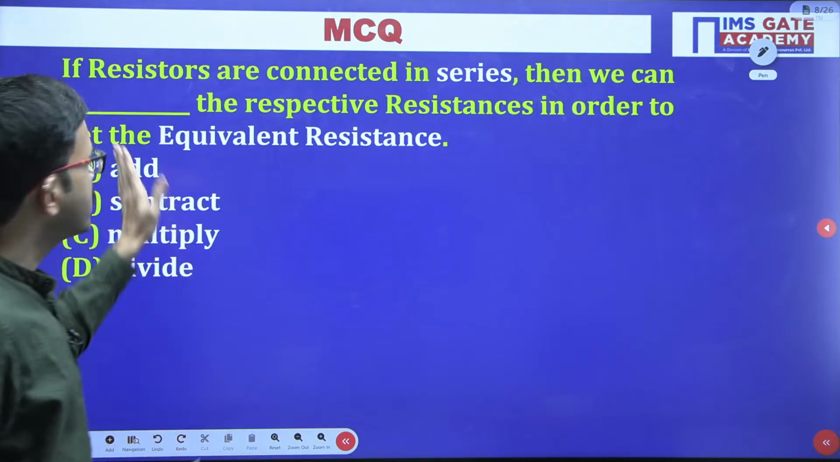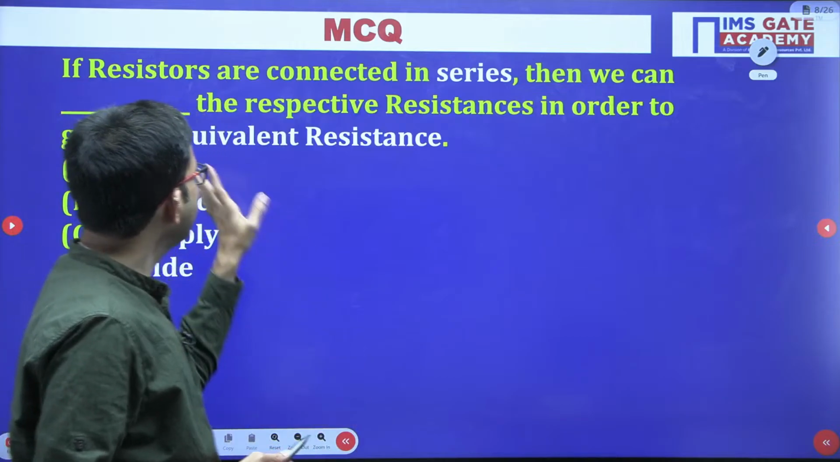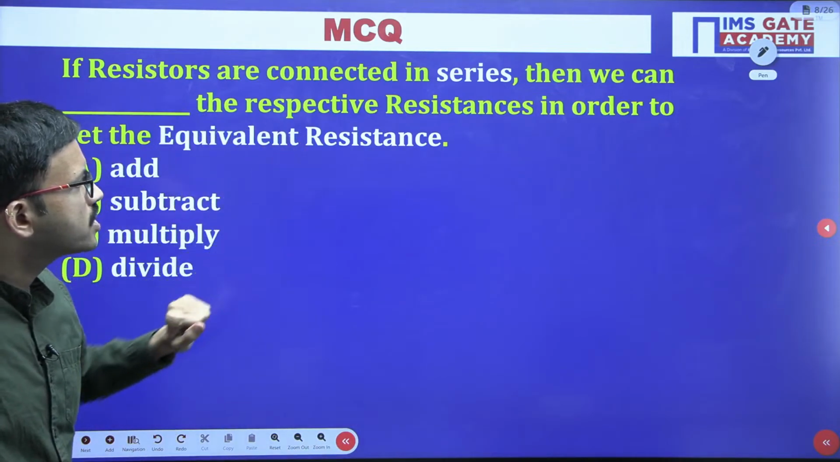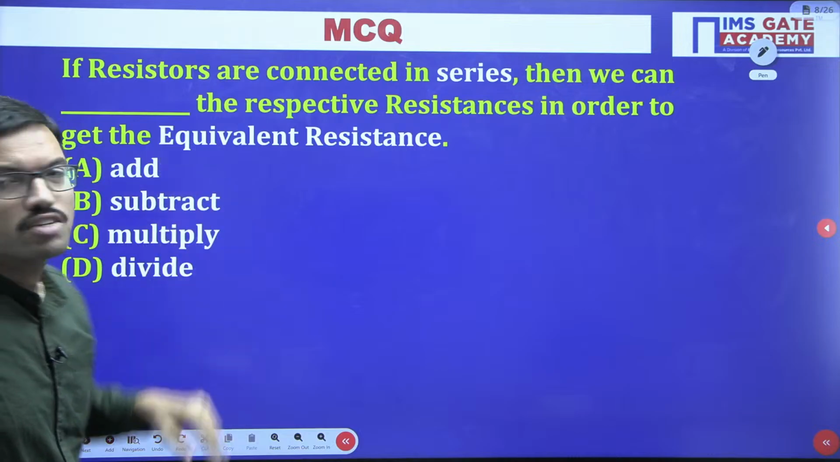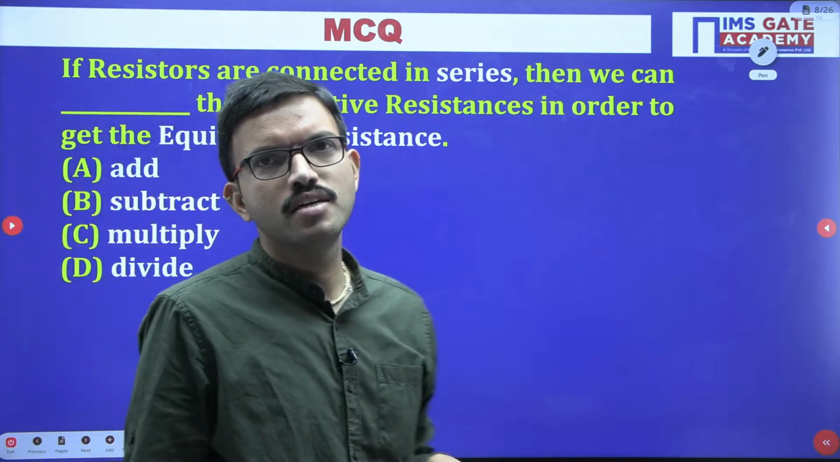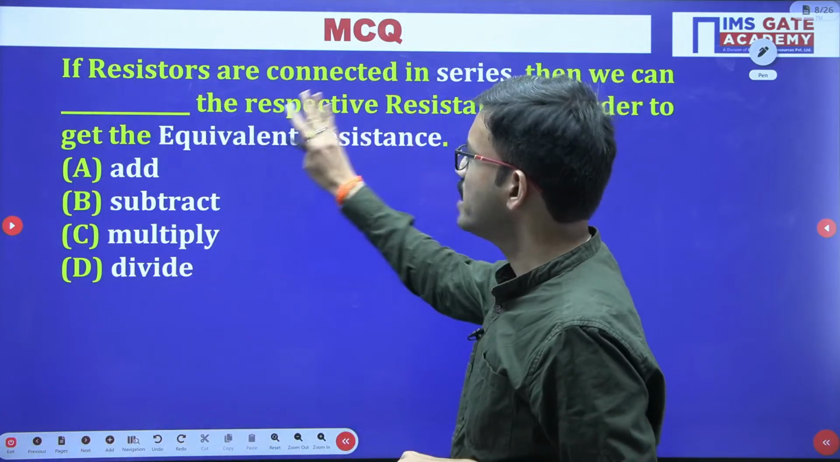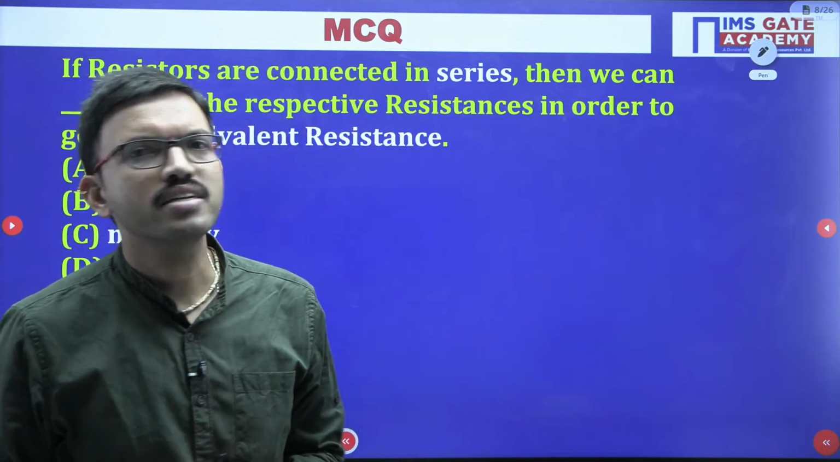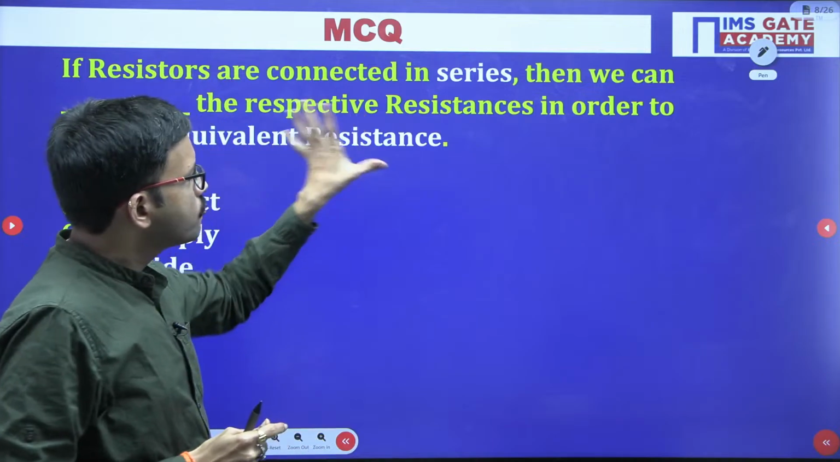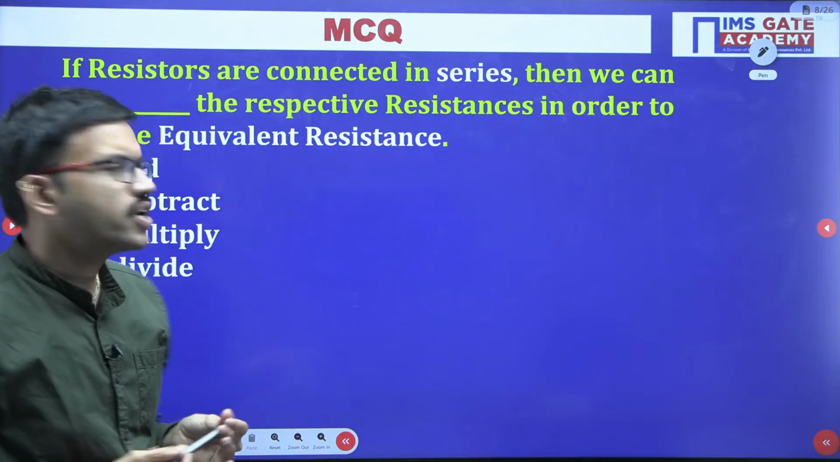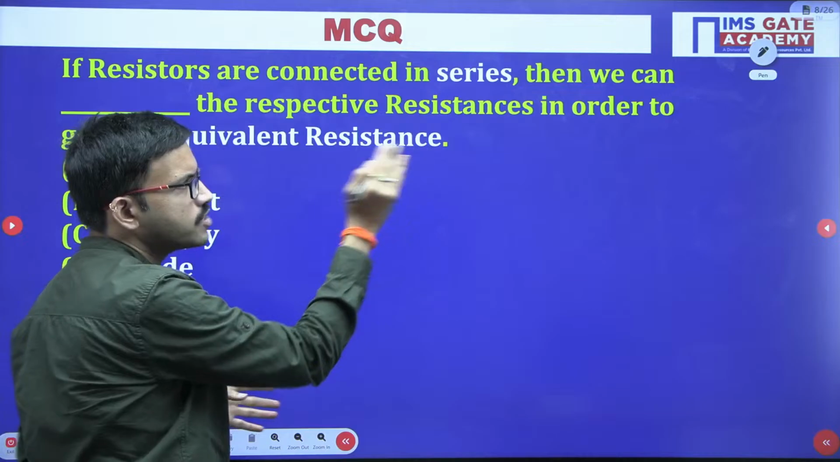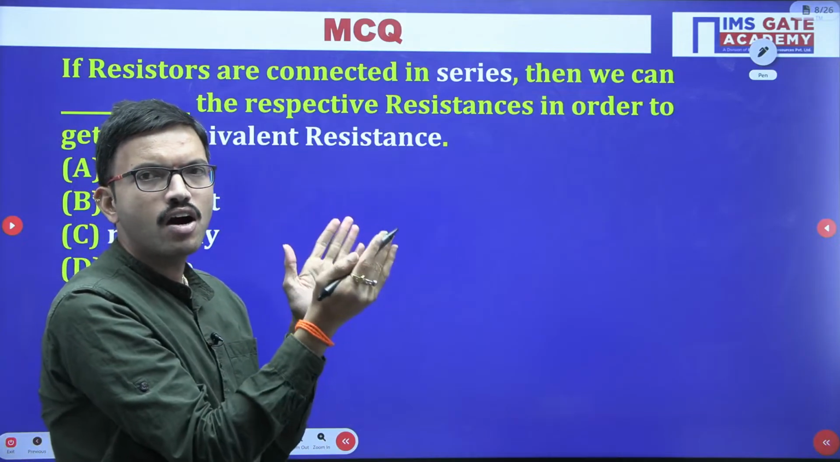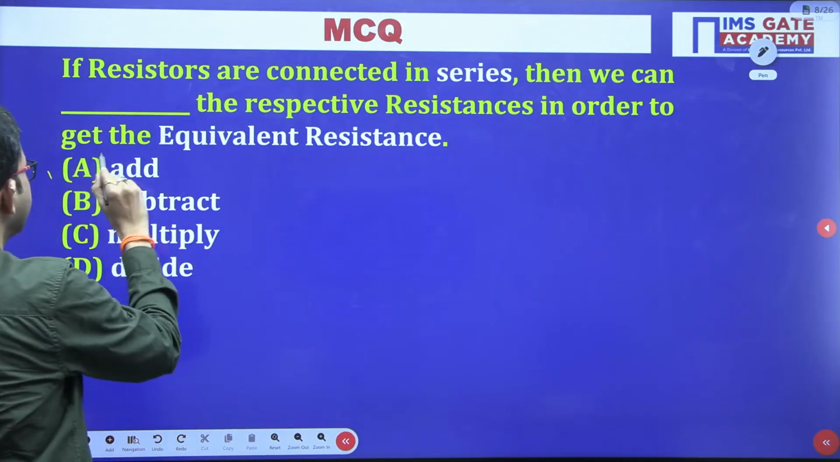Yeah, if resistors are connected in series, then we can add the respective resistances in order to get the equivalent resistance. I hope all of you are very much familiar, right? See, whenever resistors are connected in series, current will be the same. Because of that, if you want to find the equivalent resistance, then whatever resistances you have connected, you can add all of them. So that means option A is correct.